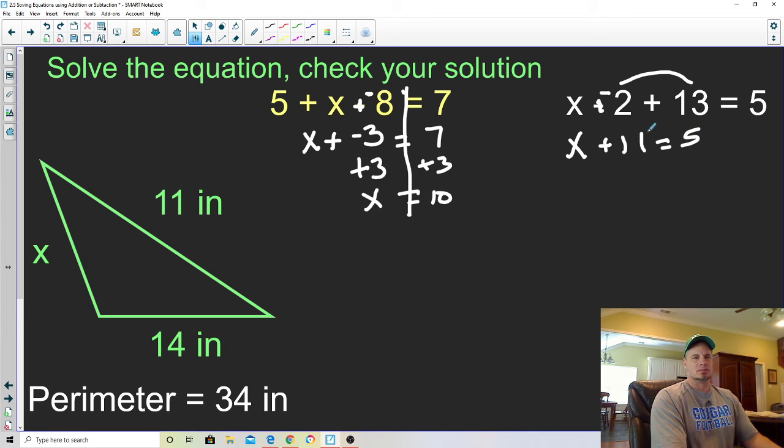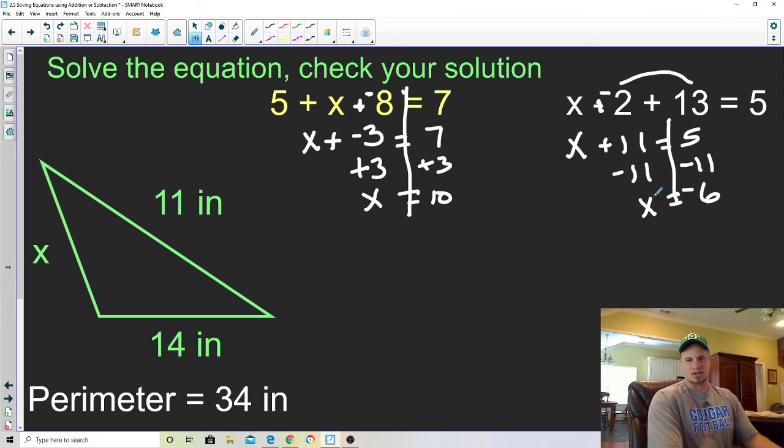Okay, now we're going to use an inverse operation to get rid of the 11. It's positive, so I'm going to do negative 11. That makes it 0. Negative 11 over here. X equals, okay, different signs, subtract. 11 minus 5 is 6, and it's a negative 6 because the 11 is larger.